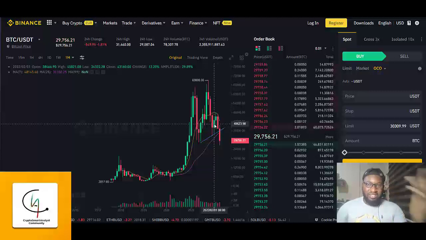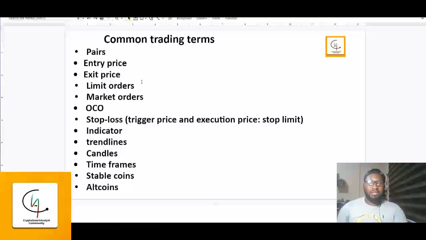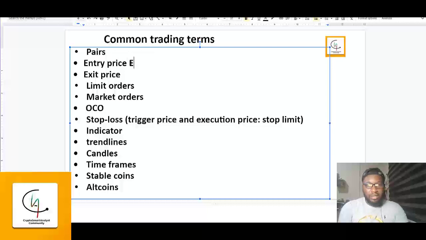Whenever you see a signal, you see TP. TP means take profit. Entry price is E. Whenever you see E, that's what we mean by entry price. Maybe you've seen a signal and you see TP, that is take profit, or exit price. That is the price you want to take your profits.